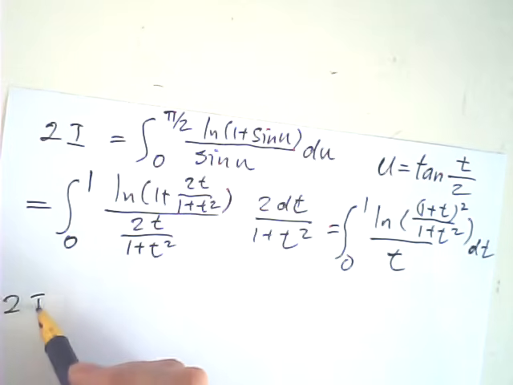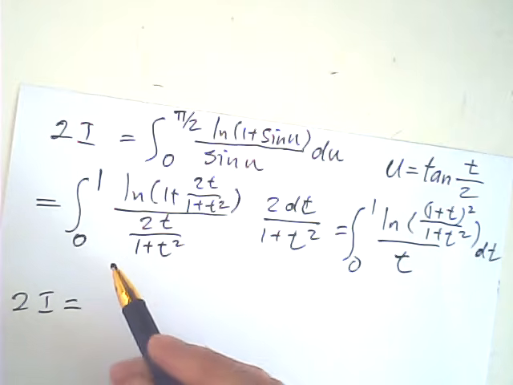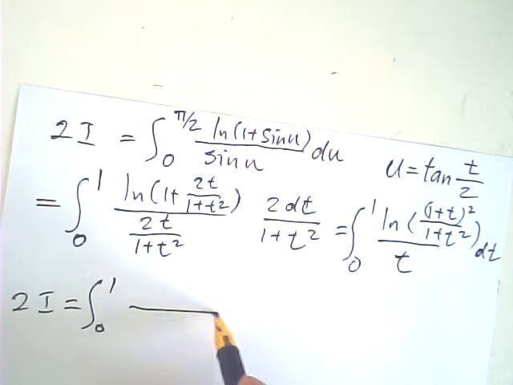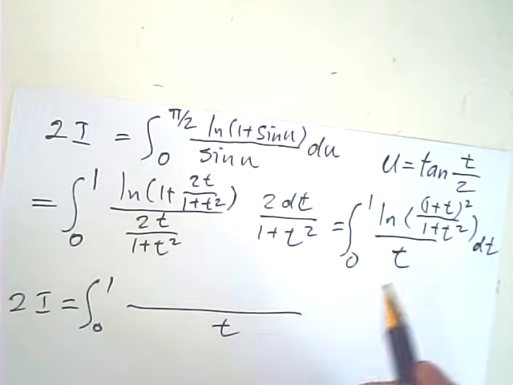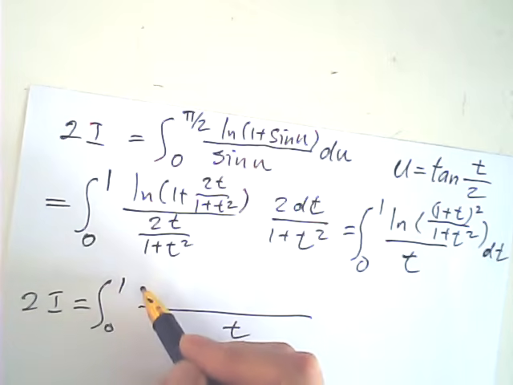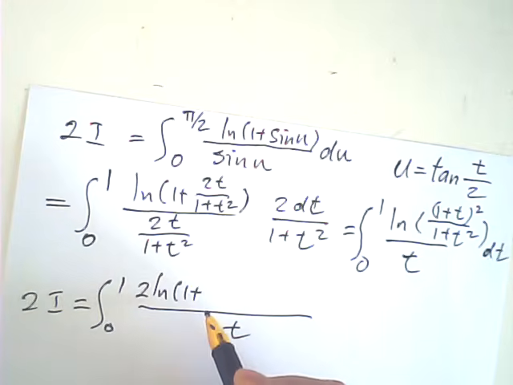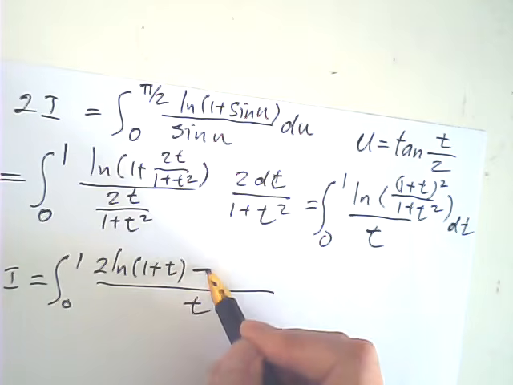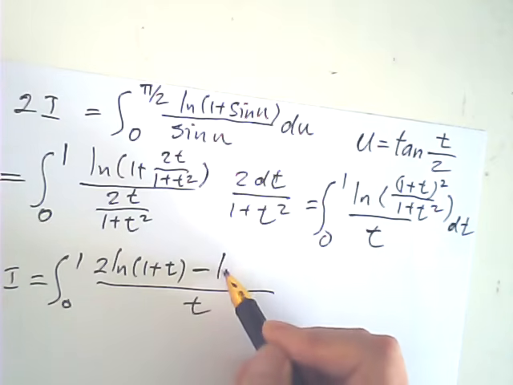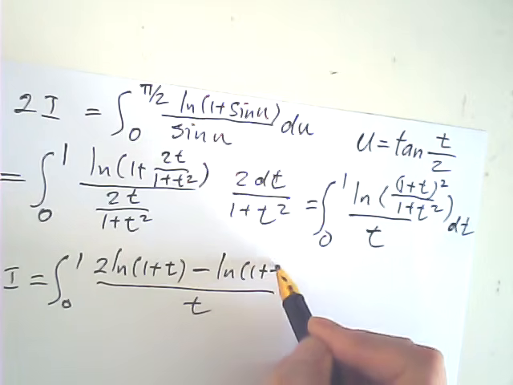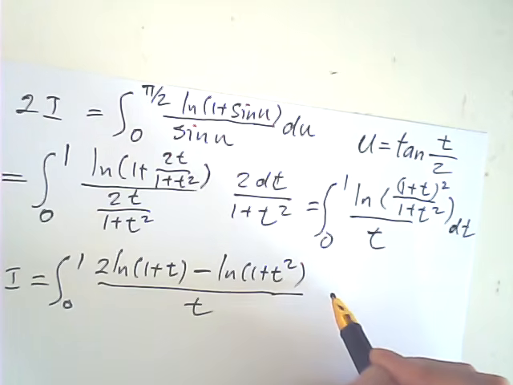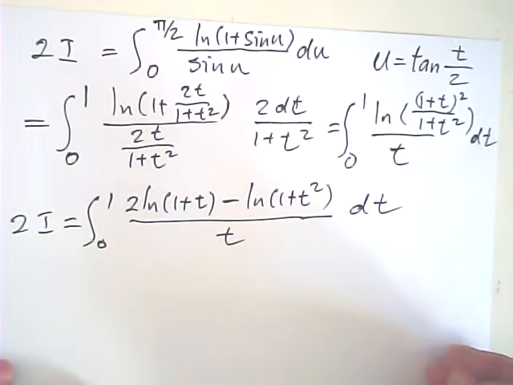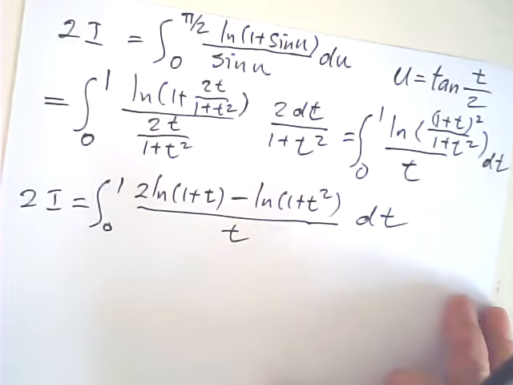So my 2I is equal to, from 0 to 1, this is t. This could be written as 2 log (1 plus t) for the numerator. For the denominator is minus log (1 plus t squared), dt. Wow, it's quite long.